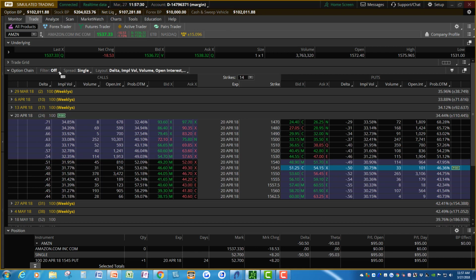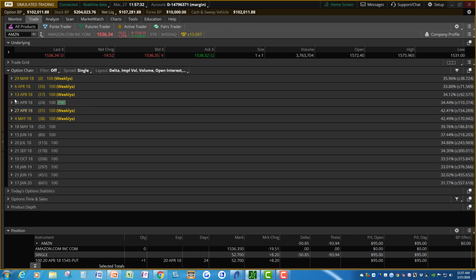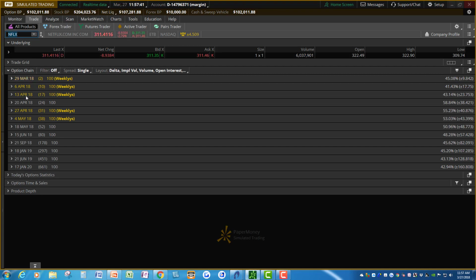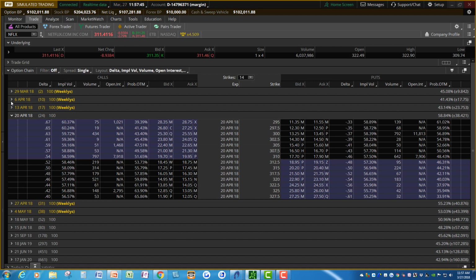Let's say now that we wanted to trade another entity. Let's say that we want to trade Netflix. So we type Netflix in here. And again, let's go ahead and look at the Aprils. Let's assume that we want to make this a put debit spread because Netflix is also down today. So we go to the put side here on the right hand side.